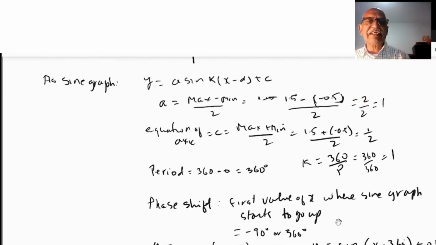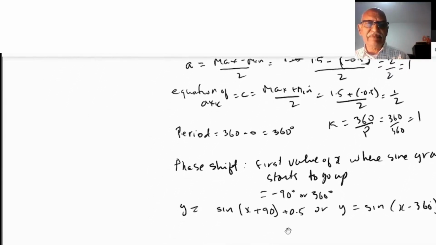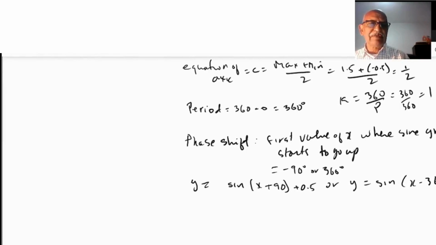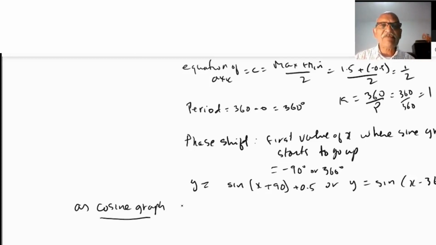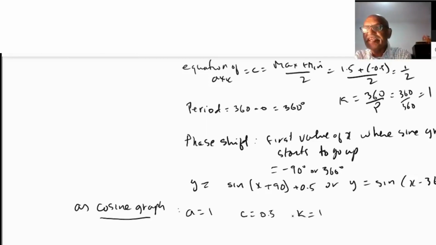So let's see if I treat the graph as a cosine. For sine and cosine, the amplitude will be the same, 1, and the c value will be the same again, 0.5. And the period is the same, the period is between any two maximums, so therefore k is 1. The only thing which changes will be the phase shift.